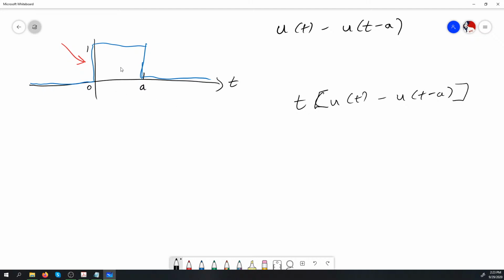And between 0 and a here, we had a constant value of 1, but everywhere else it was 0. So now that means that if we multiply by 0 here, it's still going to be 0. If we multiply by 0 here accordingly, it's still going to be 0. But 1 multiplied by t here is going to give us a ramp value of t in between 0 and a. So what our signal now looks like is basically this.